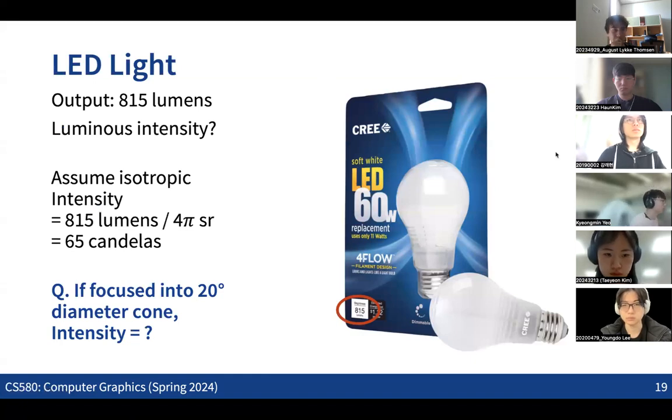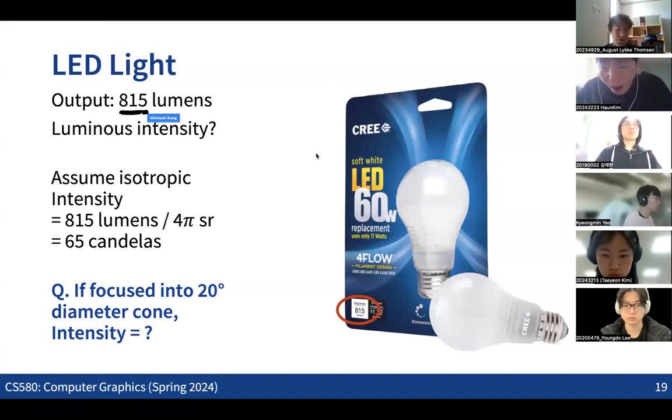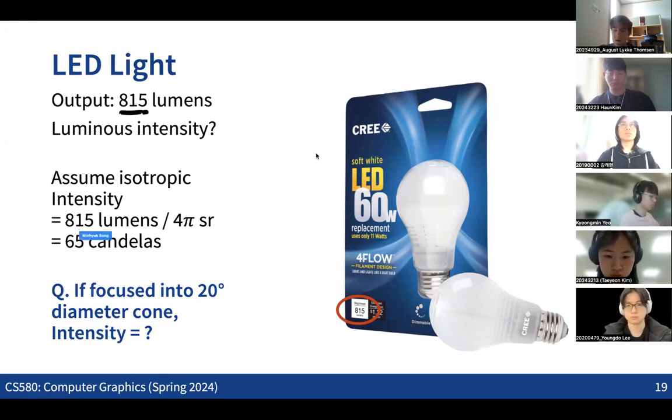Yeah. And so we can do some very practical calculations. When you see a light bulb that says it has 815 lumens, how can you calculate the intensity for that, in candela? If we assume that the light bulb is emitting all the light with uniform intensity, then we can simply divide this amount of flux by the steradian. Then we can calculate the intensity like this.